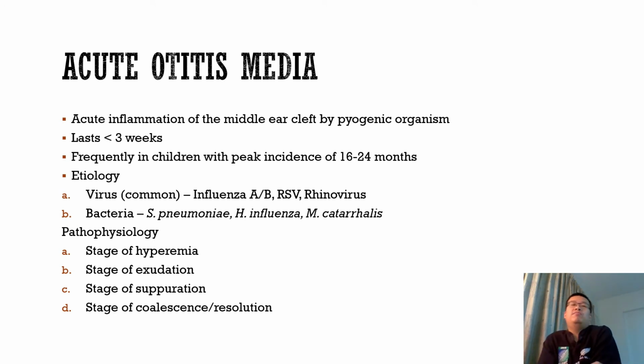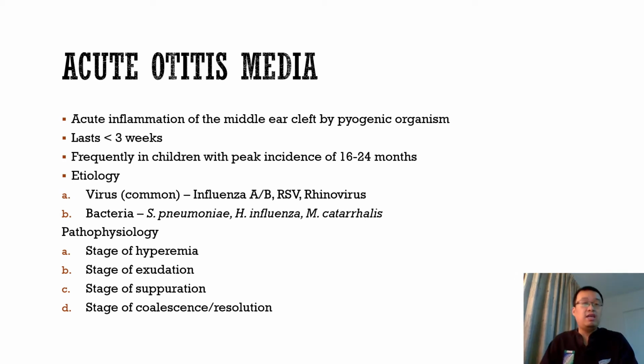So acute means less than 3 weeks. It's acute inflammation by a pathogenic organism in the middle ear cleft. Very common in children, 16 to 24 months. Now, etiology: viruses are the most common, influenza A, B, RSV, rhinovirus. Bacteria, you get the same things that you get in the pharynx: Streptococcus pneumoniae, Haemophilus influenzae, Moraxella catarrhalis. Now, you have the pathophysiology. First is hyperemic, erythematous, inflamed. Subsequently, there's exudate. Now, the exudate will lead to superimposed infection, which will lead to suppuration.